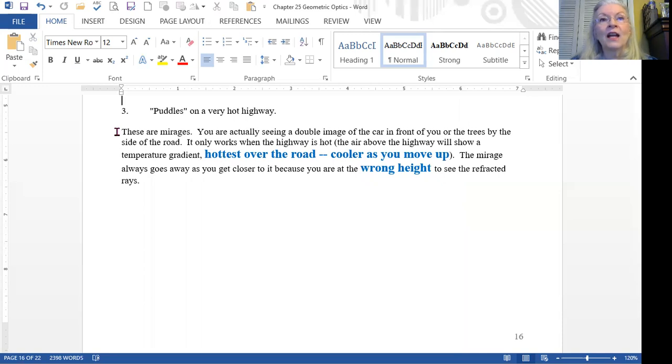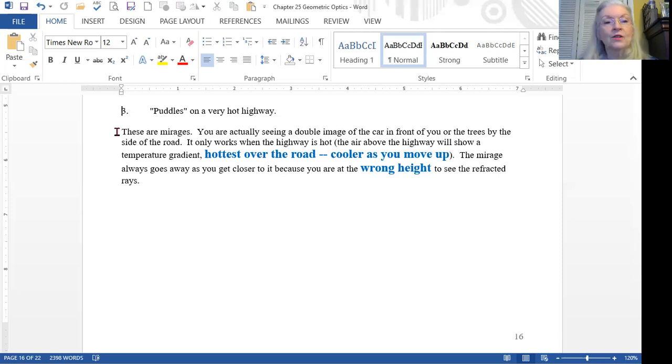The highway is like the sand in the desert. The air over the highway is the hottest, and as you go up higher, the air cools off. So you have a temperature gradient, and what that does is make the light over the road arc, just like it did in the little cartoon drawing of the desert mirage. And you end up seeing two images, and your mind says, aha, the only way to correct for this is if there's a little puddle there.